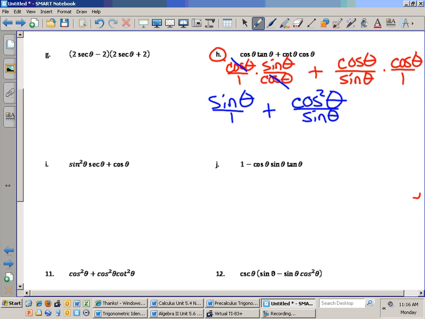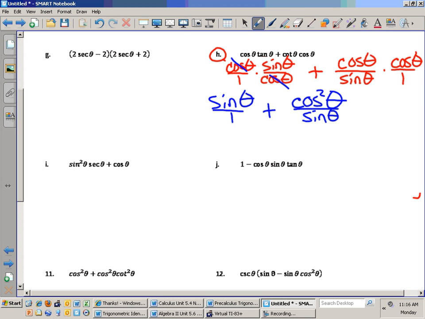Two cosines. Okay. So I got sine of theta over 1 plus cosine squared of theta over sine of theta. This actually looks kind of interesting. I don't see anything that helps me yet, but maybe soon I will.